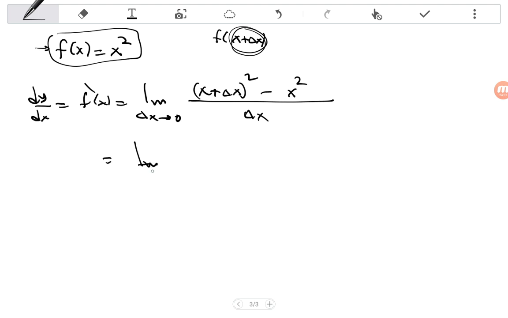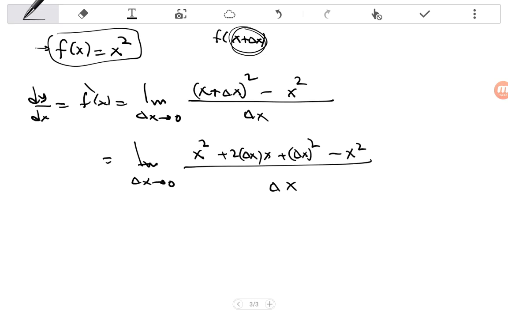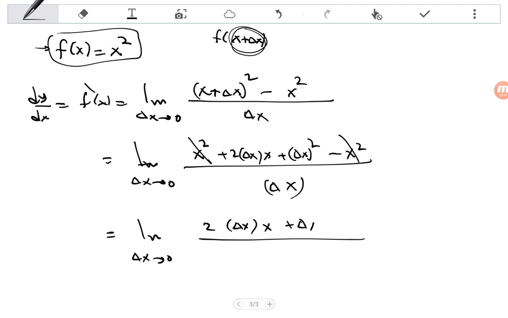Now if I expand that expression, I would find it to be x squared plus 2 delta x times x plus delta x all squared minus x squared, all divided by delta x. That term would be cancelled with that one, so I would find the limit as delta x approaches 0 of 2x delta x plus delta x whole squared over delta x. Now, if I try to substitute with delta x equal exactly to 0, I would find that this will give me 0 over 0.